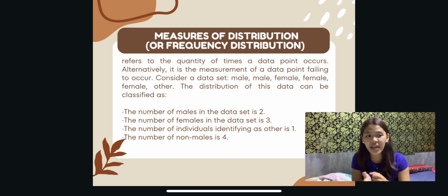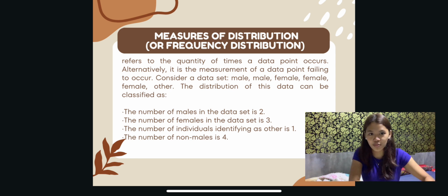Consider a dataset: male, male, female, female, female, and other. The distribution of this data can be classified as: the number of males in the dataset is 2, the number of females in the dataset is 3, the number of individuals identifying as other is 1, and the number of non-males is 4. So, mao na siya ang measures of distribution or frequency distribution.